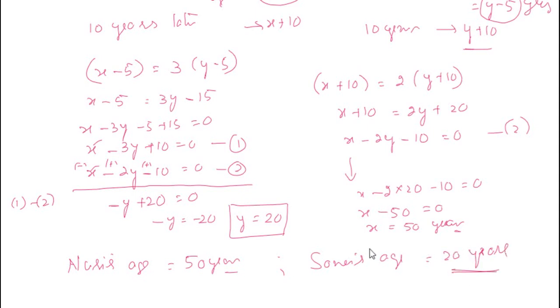So these are word problems. From the problem we need to first arrive at the linear equations in two variables, two linear equations, and then solve using the elimination method.